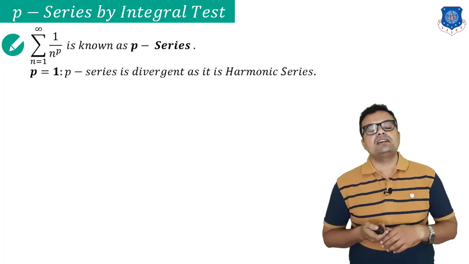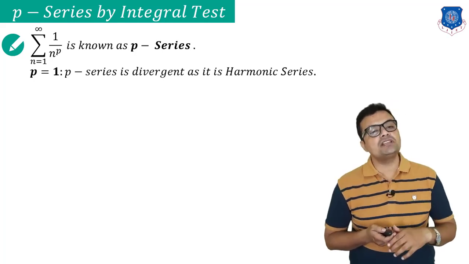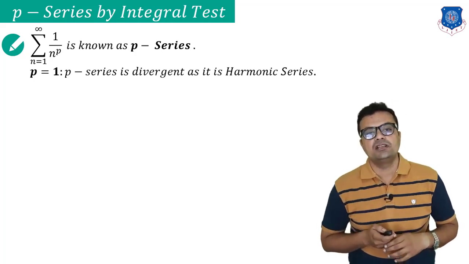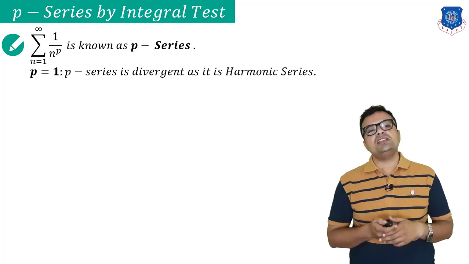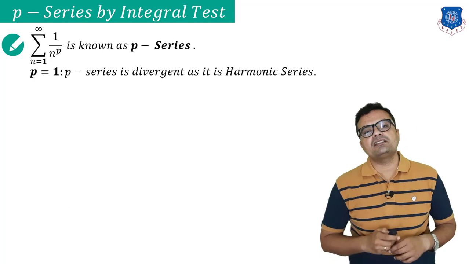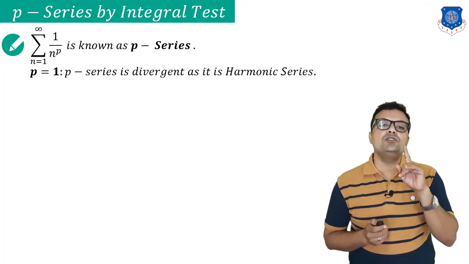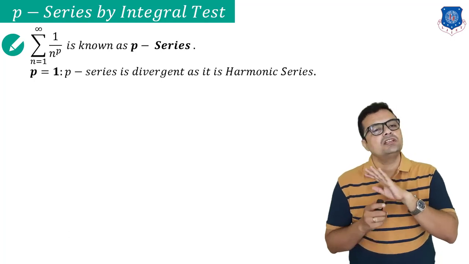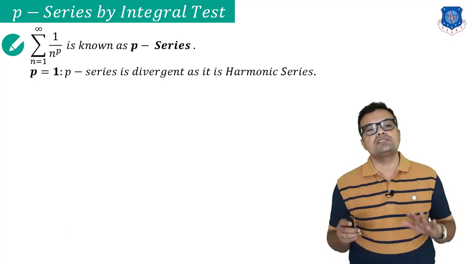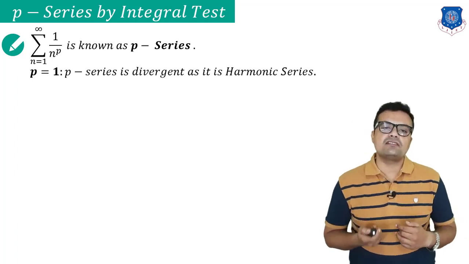And now let us check the last case. What will happen if P equal to 1? For P equal to 1, it is nothing but the harmonic series, and so it is divergent. So let me combine all these three cases. If your value of P is strictly greater than 1, then and only then it is going to be a convergent series. If the value of P is less than or equal to 1, then for all different possibilities it is going to be a non-convergent, or in some cases you can say divergent, series.